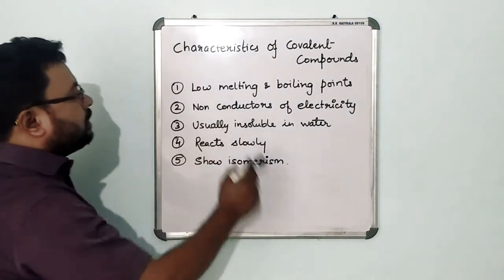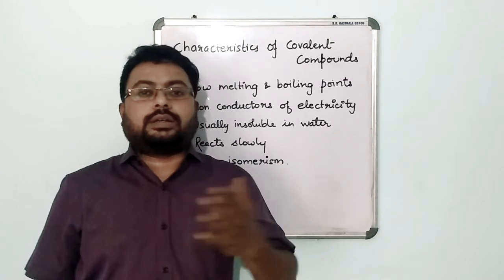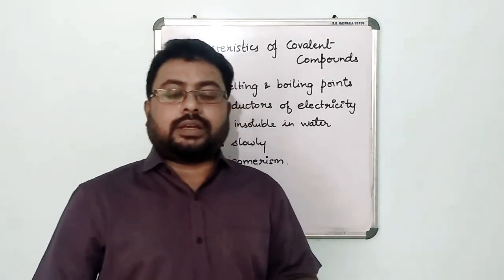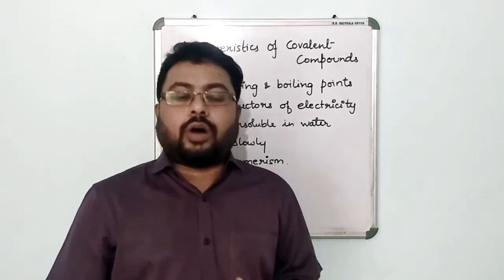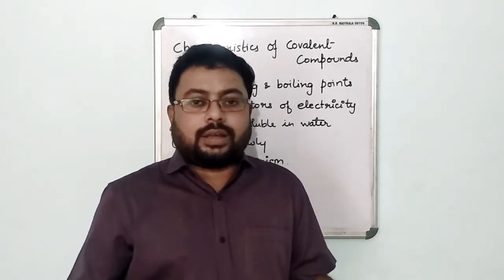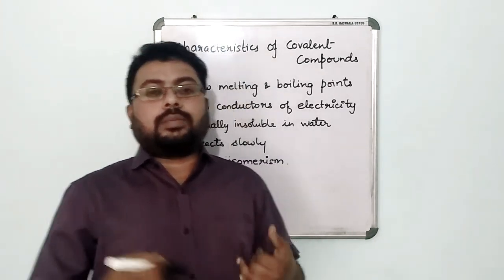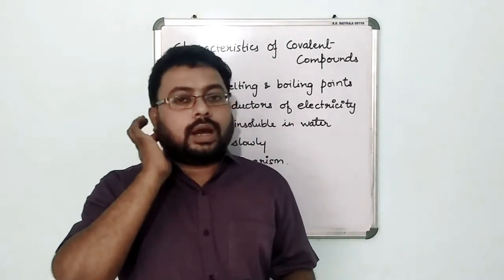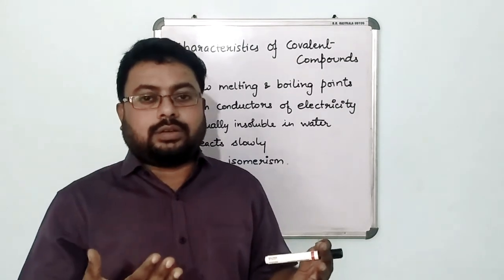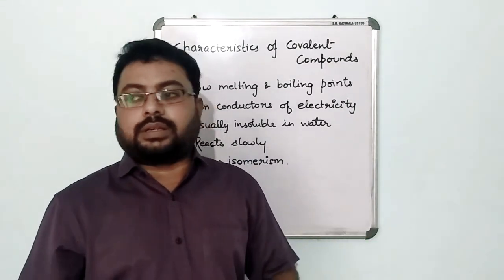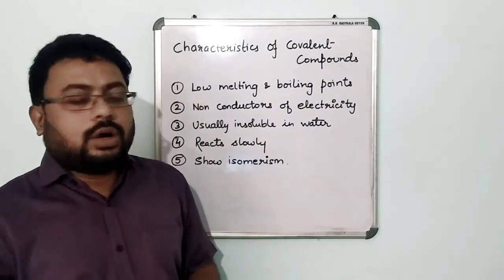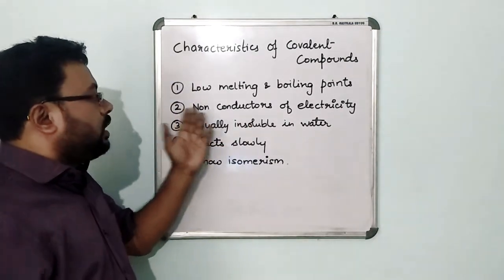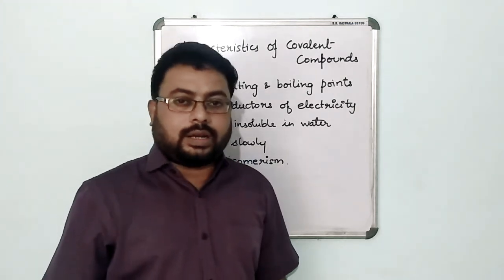The second thing is that they are non-conductors of electricity. Why? It is obvious that they do not form ions. Whenever we talk about electricity, we know that ions are the ones which carry the electricity, or the flow of ions is what basically makes electricity flow. Since there are no ions in covalent compounds, they are non-conductors of electricity.